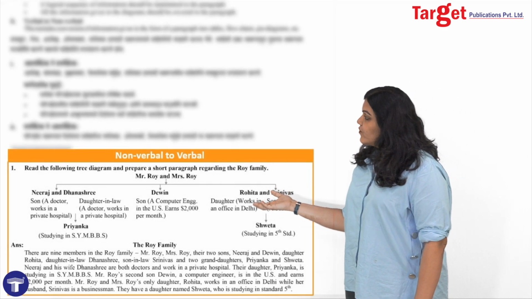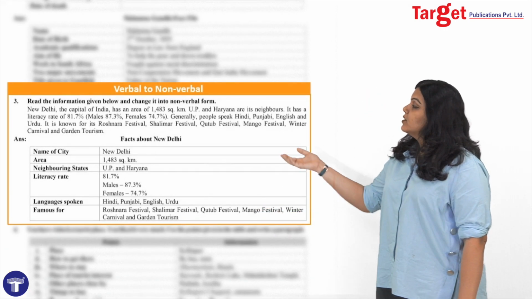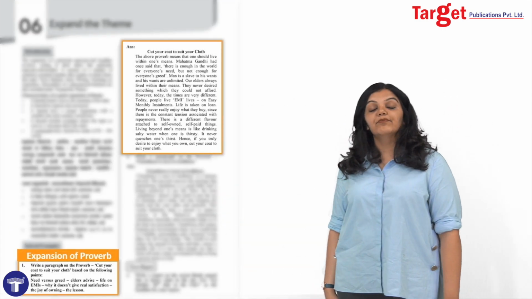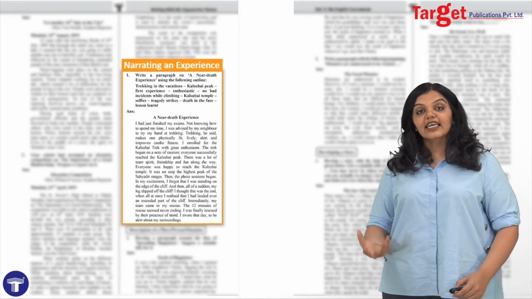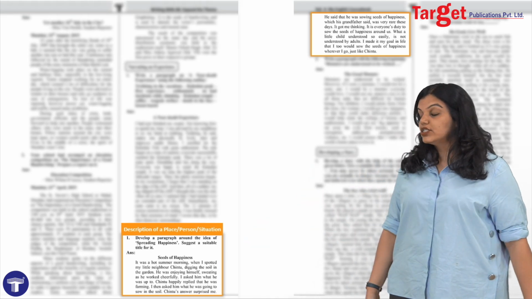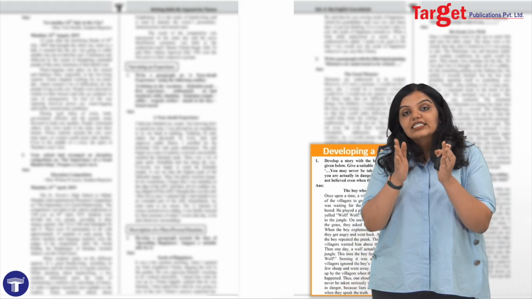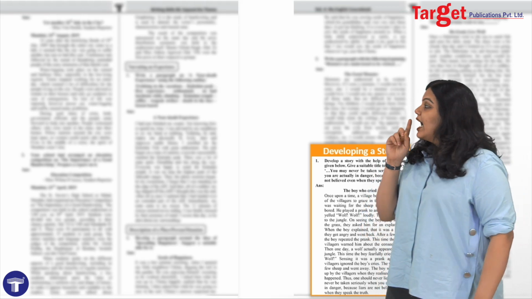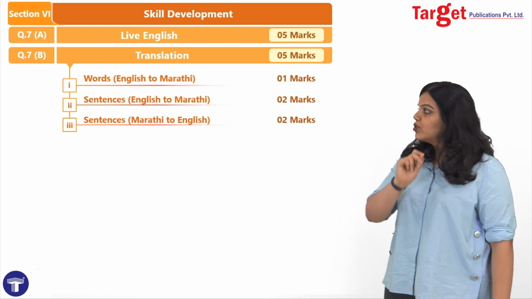As you can see, for information transfer, we have given you examples on non-verbal to verbal, on verbal to non-verbal. For the next question, we have included examples of expansion of proverb, writing a news report, narrating an experience, or describing a place, a person, or a situation, or finally even developing a story. So you can see every single type of question that could possibly be asked in your paper has been covered in your target publications My English Coursebook.